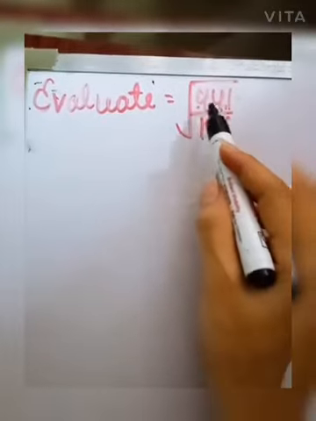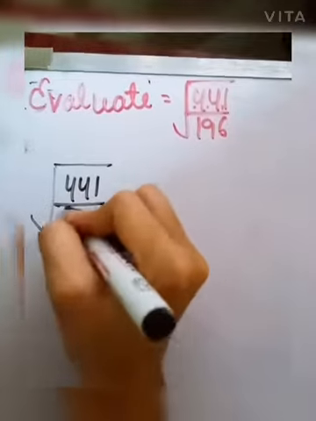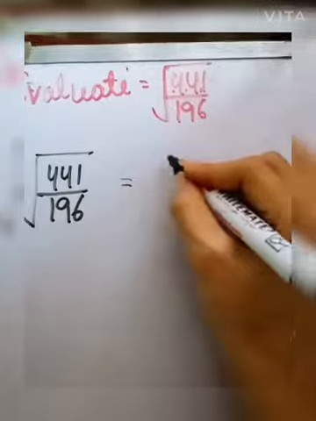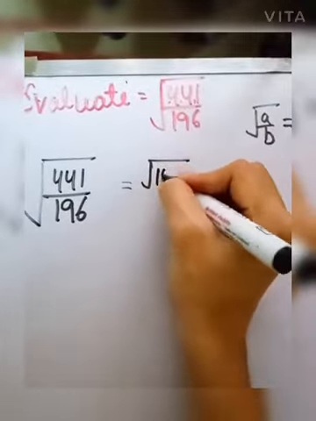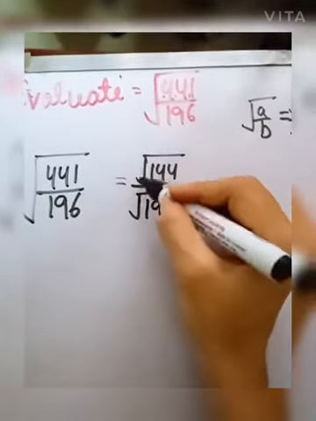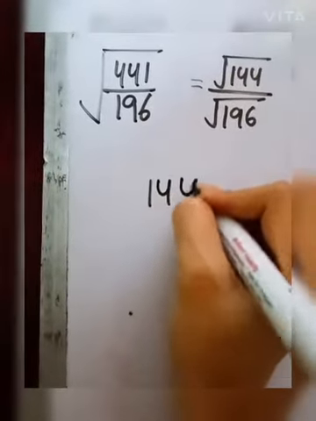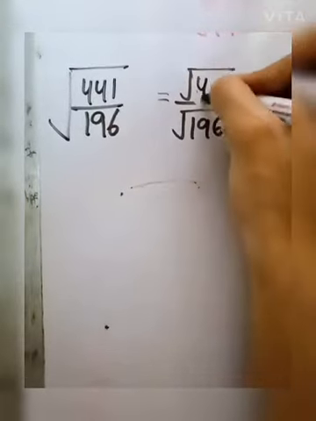Evaluate under root 441 upon 196. We have just studied a property: when we have under root of a upon b, we can write it as under root of a upon under root of b. So we can write it as under root of 441 upon under root of 196. Now find the square root of each number separately. Let's first find the square root of 441.